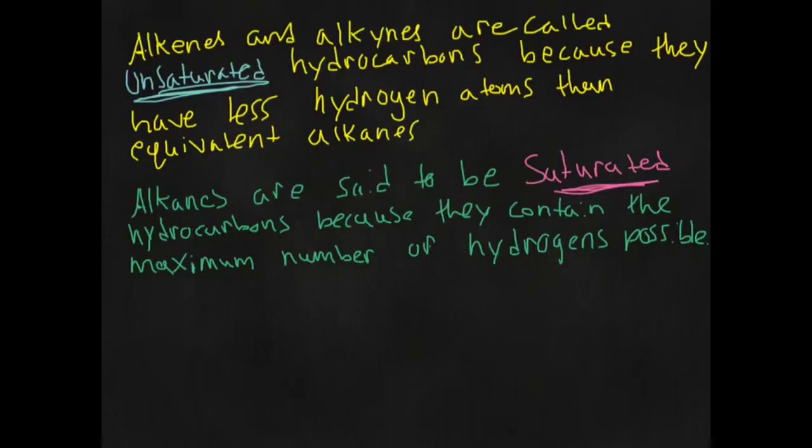So in alkenes, there are two things we need to know: saturated and unsaturated. Alkenes and alkynes are called unsaturated hydrocarbons because they have fewer hydrogen atoms than equivalent alkanes, whereas alkanes are said to be saturated hydrocarbons because they contain the maximum number of hydrogen atoms possible.